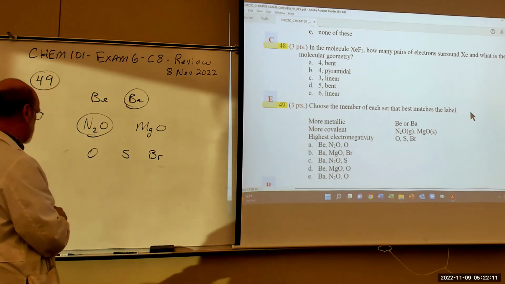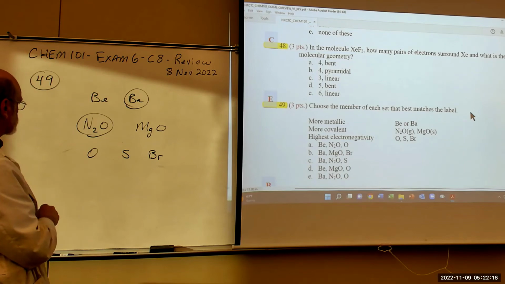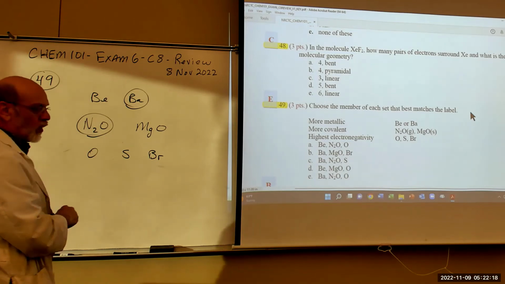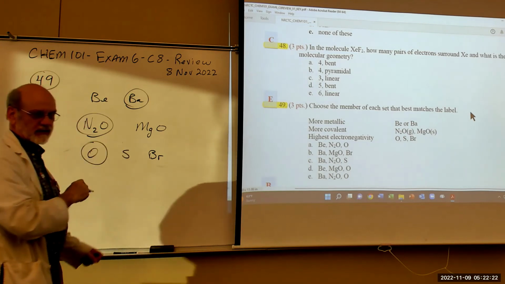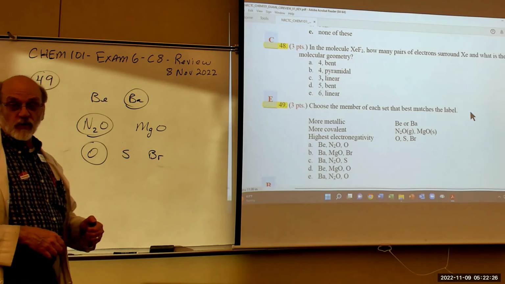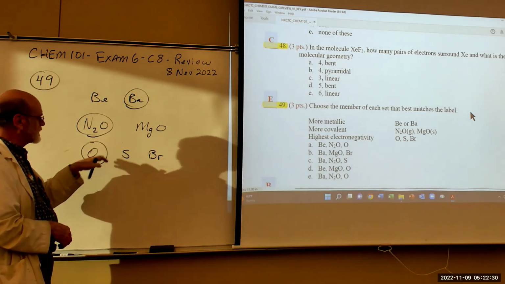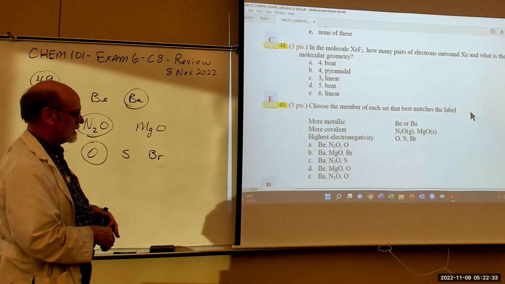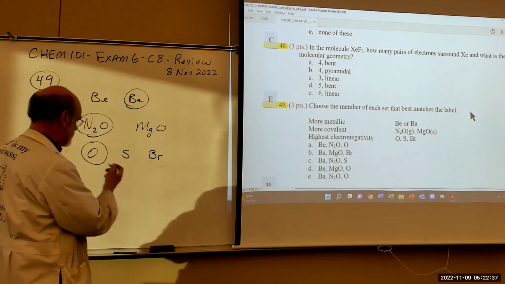Oh, wait a minute. Highest electronegativity. No, oxygen. Bromine is below oxygen. That's the more electronegative. In fact, oxygen is right next door to fluorine. So it'd be barium, nitrous oxide, and oxygen. Barium, nitrous oxide, and oxygen is E.